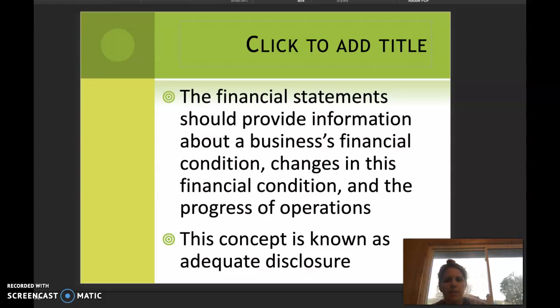So then our financial statements should provide information about a business's financial condition, changes in this financial condition, as well as the progress of operations. And so when we are doing all of those things, it is known as adequate disclosure. So a lot of these financial statements we've done before, and they're just going to be a little bit different now since we are dealing with corporations.